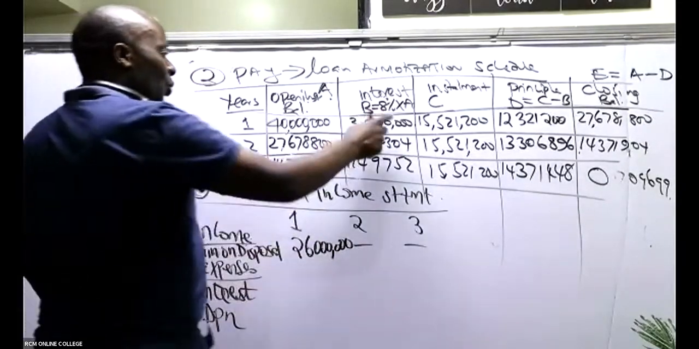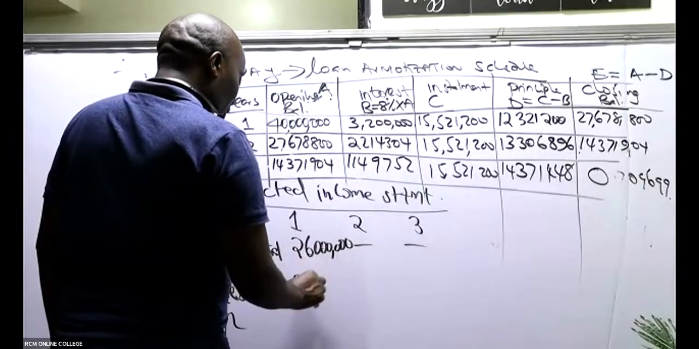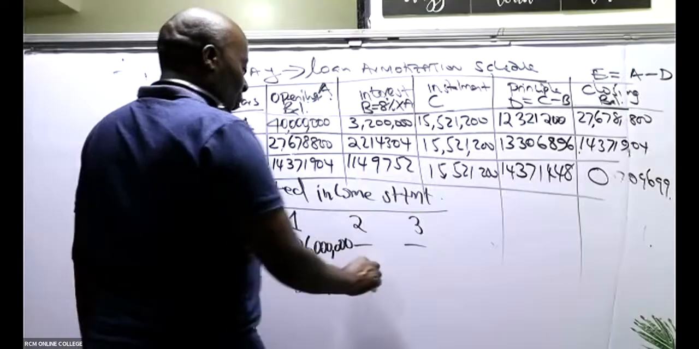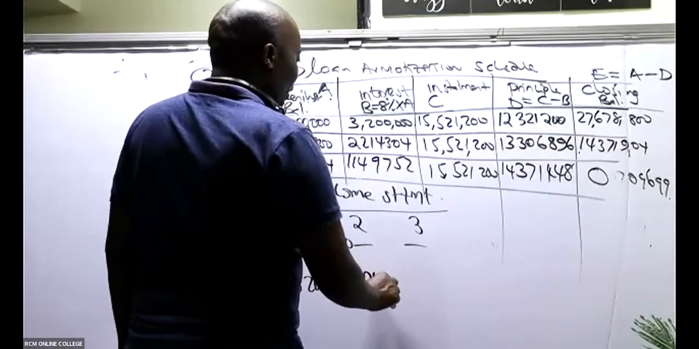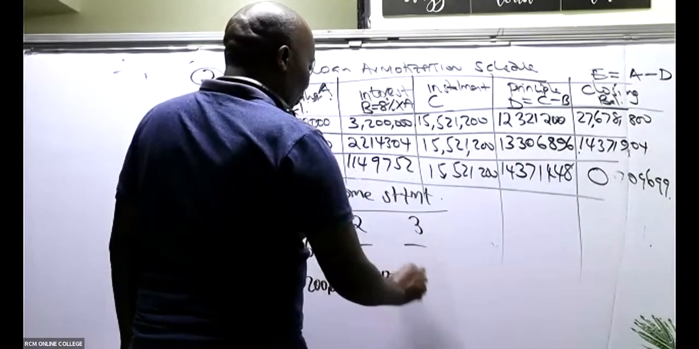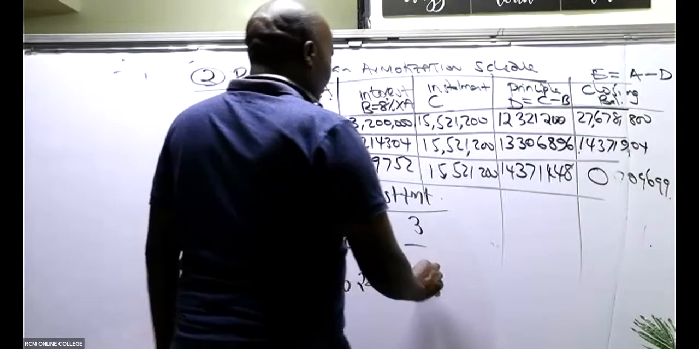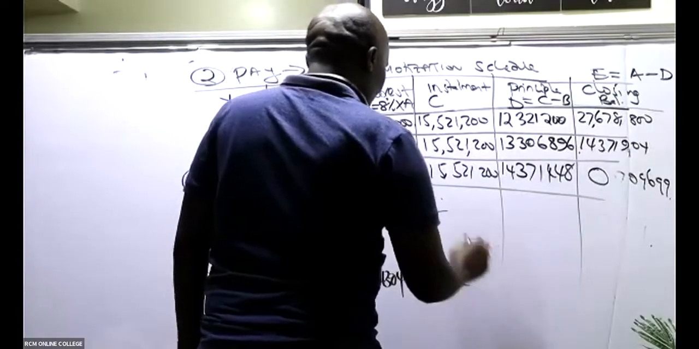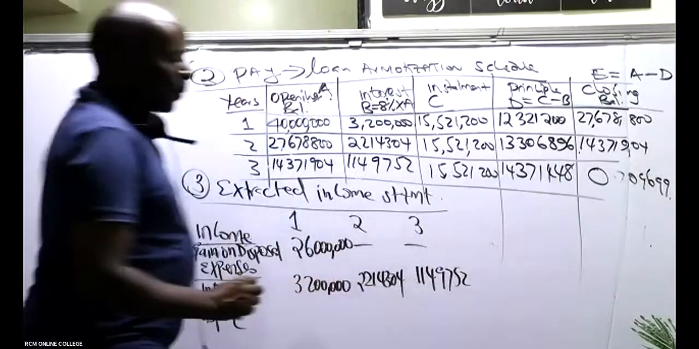Then interest is what we have here. So this is 3,200. Year number 2, we have 221,4304. Then we have 114,97,52, 97,52, 97,52.